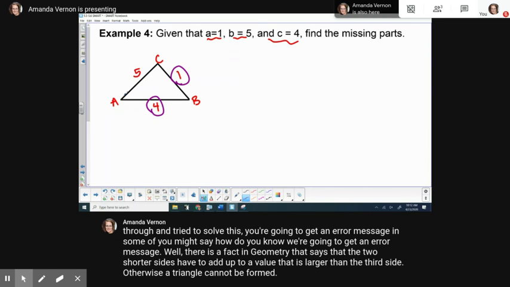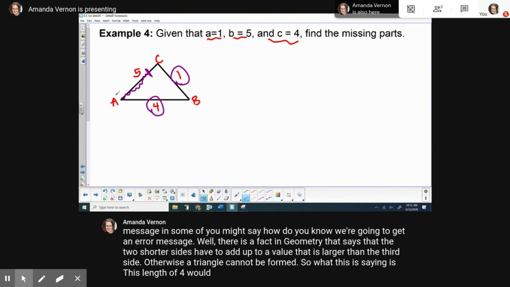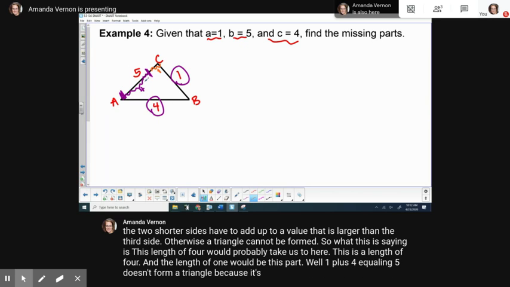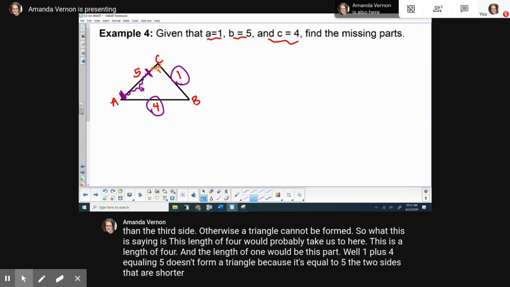So what this is saying is this length of 4 would probably take us to here. This is a length of 4. And the length of 1 would be this part. Well, 1 plus 4 equaling 5 doesn't form a triangle because it's equal to 5. The 2 sides that are shorter must add up to be more than that 3rd side. Otherwise, no triangle can be formed.